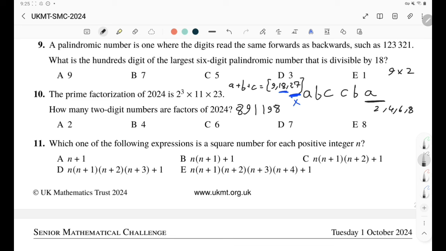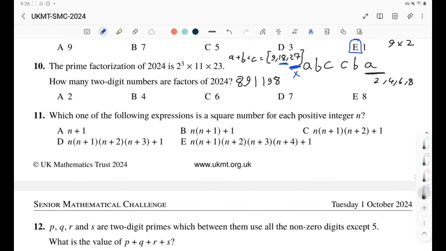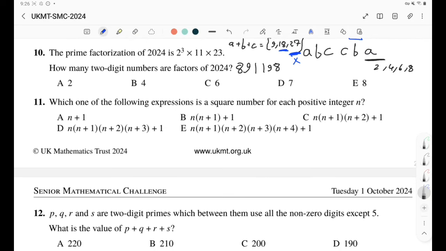The question is asking us to find the hundreds digit, which means it's just 1. Here it is. Alright, so that's it. Next, the prime factorization of 2024 is 2 cubed times 11 times 23. This is a good thing they are actually telling us. Usually, when you go to a contest, you should already know the prime factorization of the year. But right now, thanks to them, they already told us that. No need to calculate anything.